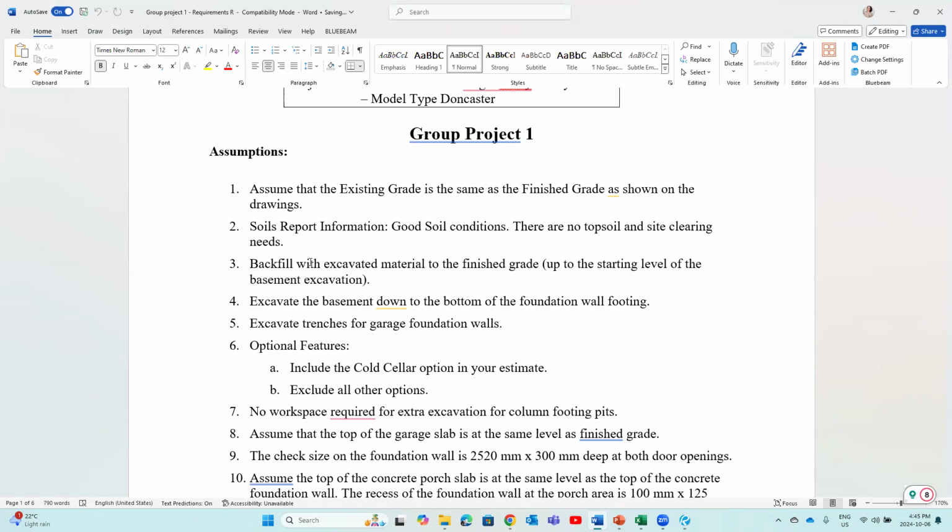So that means we are going to start the basement excavation or trench excavation from the existing grade. I also tell you, when we backfill, we backfill with the excavated material, which means we use excavated soil to backfill to the finished grade. That means we are going to backfill up to the starting level of the basement excavation. So whichever level we start excavation at, when we calculate the volume for backfill, we backfill to the same elevation, same level. That makes the calculation easier, right?